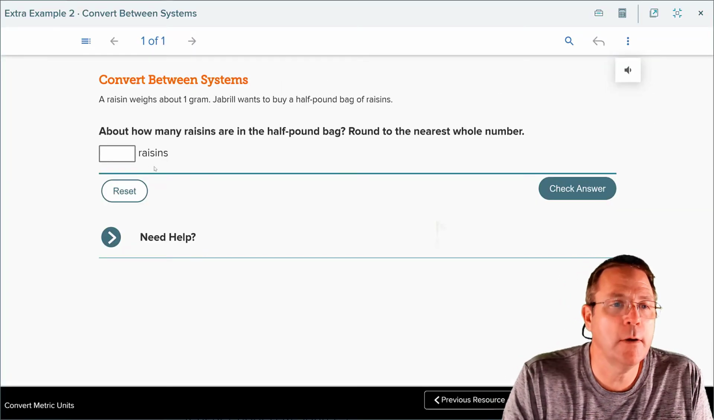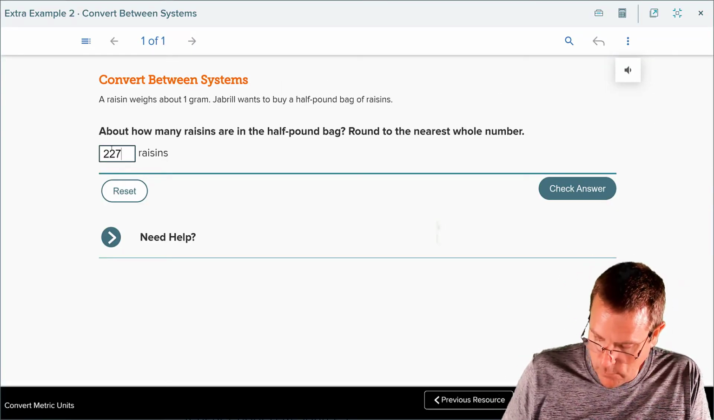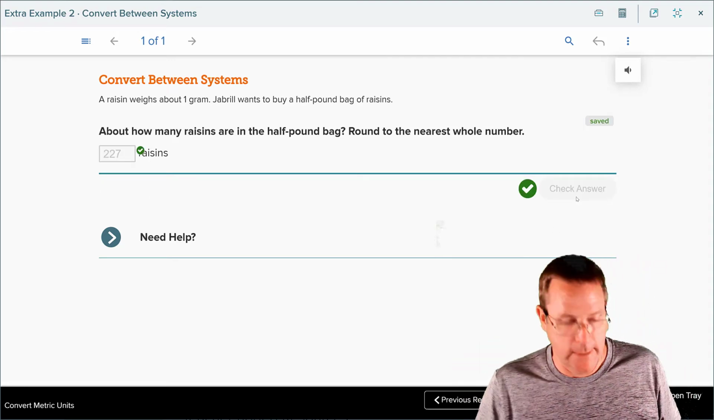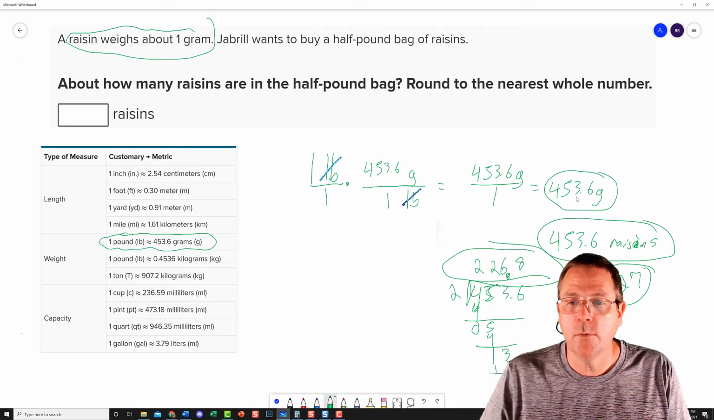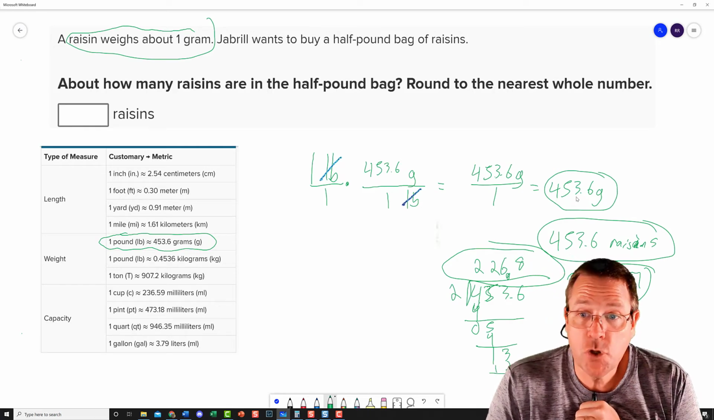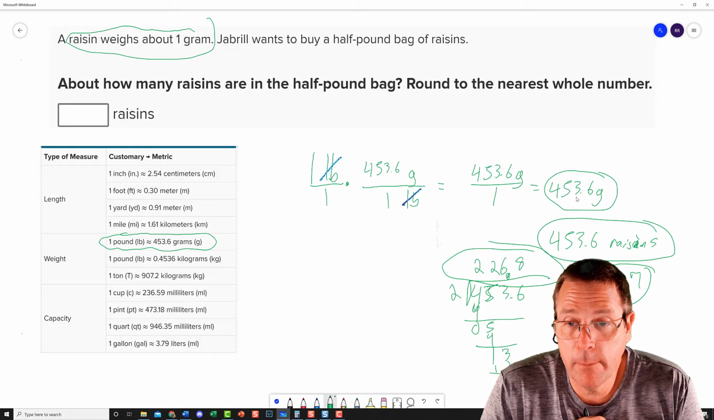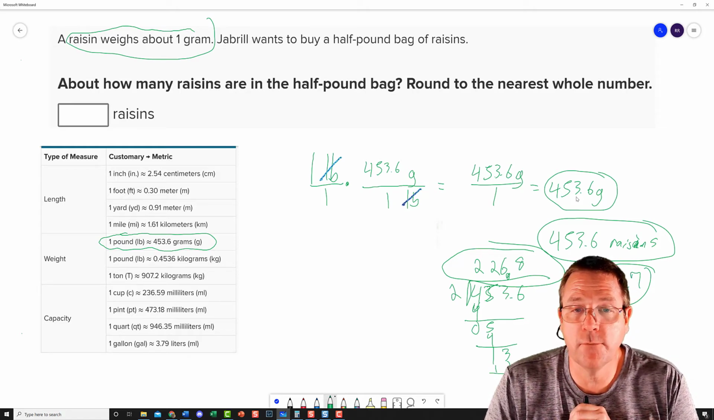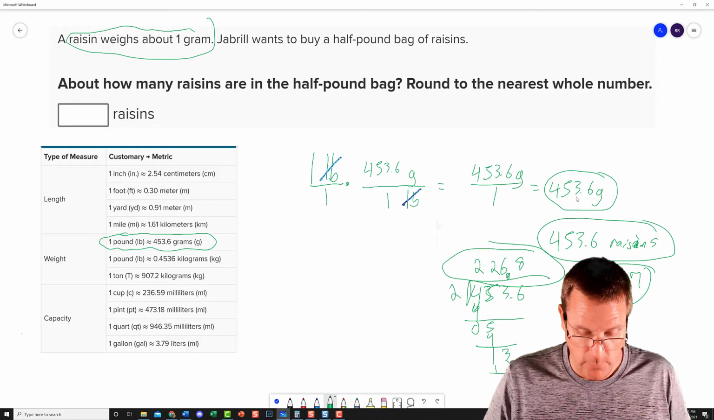Let's plug it in here, see if we are right. 227. I'm going to check my answer, and it is indeed right. Now, once again, I do want to point out, guys, that's showing your work. That is what I must see. If I see anything else, you will have done it just for fun. Let's move on to the next problem.